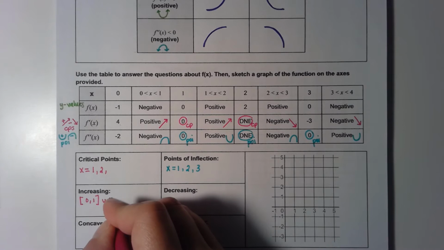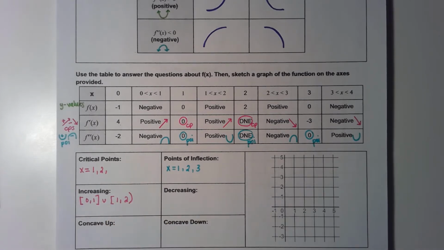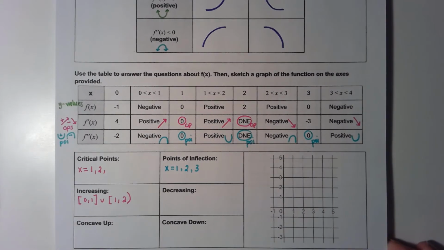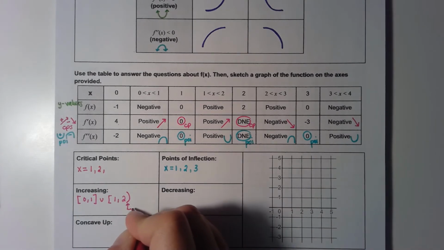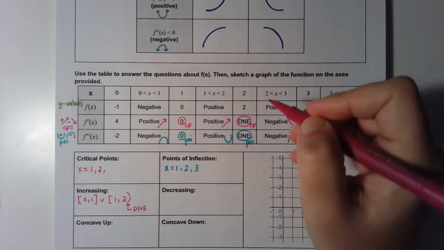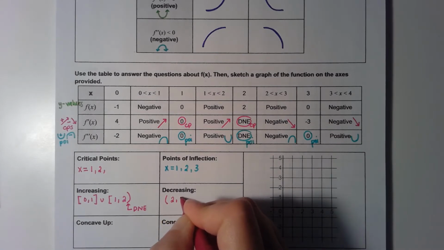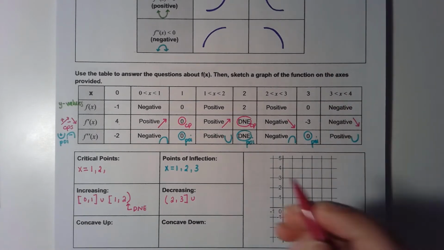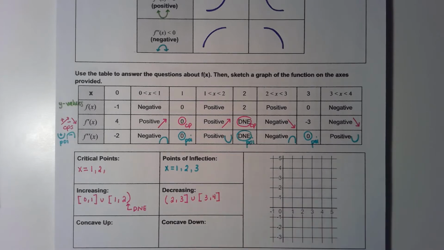So you would also say that the interval from 1 to 2 is increasing, but I'm going to use a parentheses there because I'm not including the number 2 since that's a place where the derivative is undefined. Let me make a note of that. I'm using this because it's DNE here at the endpoint. Decreasing would be between 2 and 3, and once again I'm going to use an open circle at the 2 because the derivative is undefined. And then also from 3 to 4, it looks like it is decreasing.